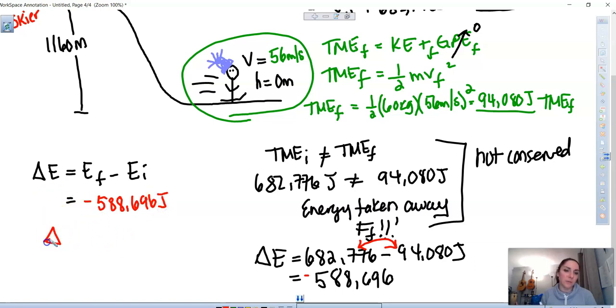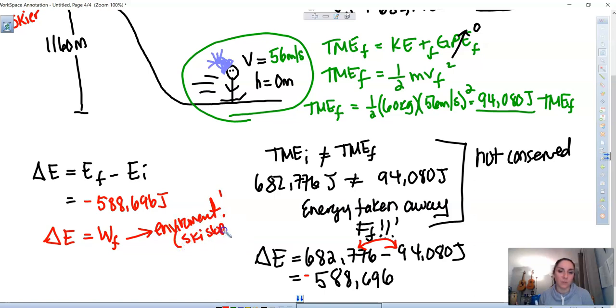What we say is if there's a change of energy, that went into work done on the system. And in fact, this is the energy that went to the work done by friction because it took away energy. So a lot of energy went into the environment. In other words, the ski slope or the ground took my energy away. That's what conservation of energy really says.